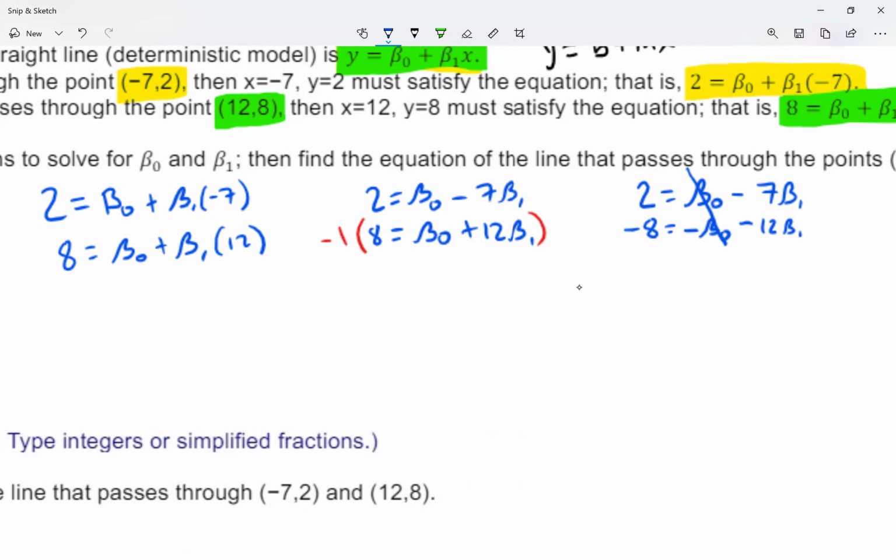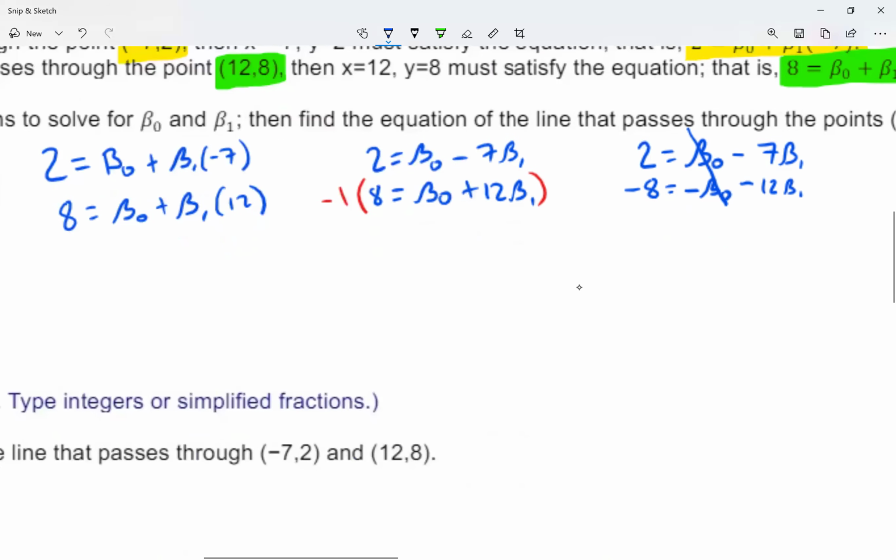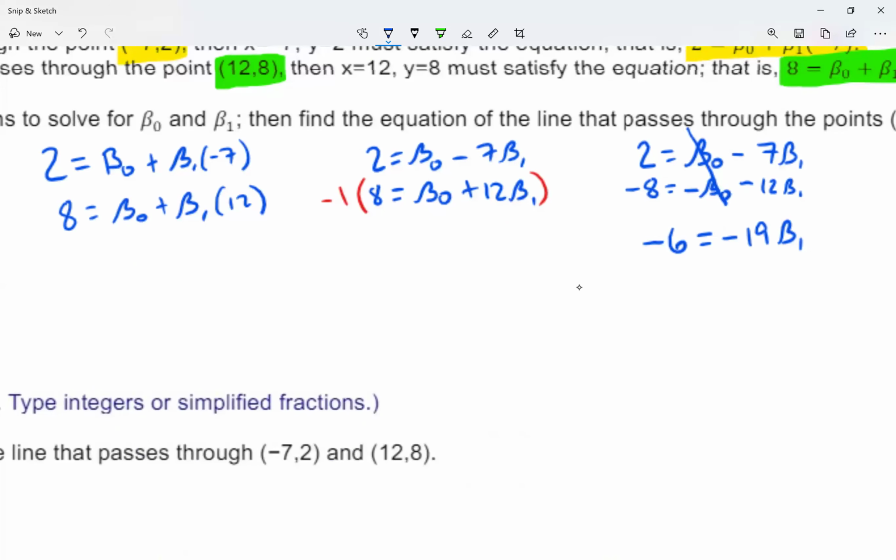So it cancels out. And then I have here a positive 2 and a negative 8. They combine to negative 6. Negative 7 and a negative 12, they combine to a negative 19 beta 1. Okay, so I have the negative 6 is equal to negative 19 times beta 1. So how can I solve for beta 1? Well, let me divide both sides by a negative 19.